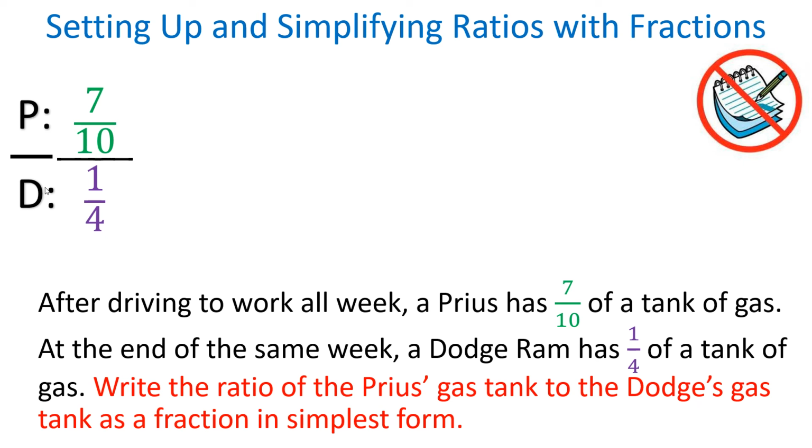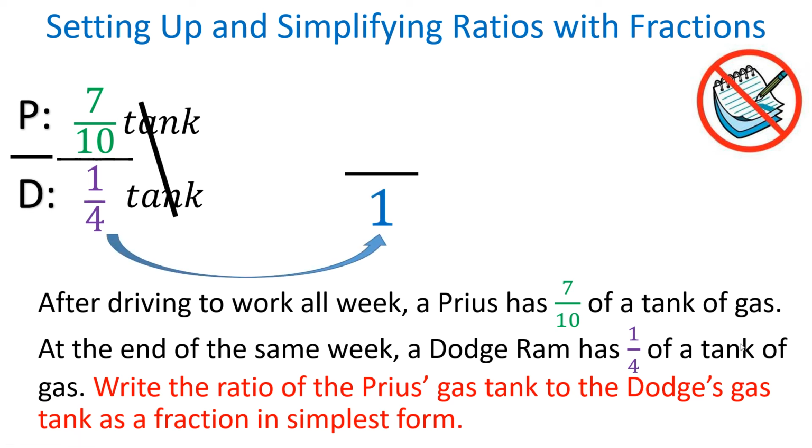And just like we learned in yesterday's lesson video, in order to simplify this, we want the denominator here to become a 1 so that we no longer have a complex fraction. So before we're able to do that, though, we do need to make sure that the units match. In this case, it's a tank of gas and another tank of gas, so the units are the same, so those cancel out. Now to get 1/4 to become a 1, we're going to multiply 1/4 times its reciprocal, 4 over 1. And in the numerator, we're going to say 7/10 times the same number we used over here, which is 4 over 1.